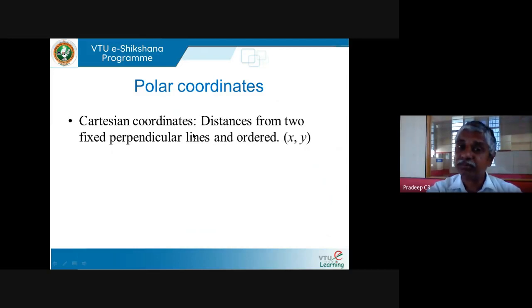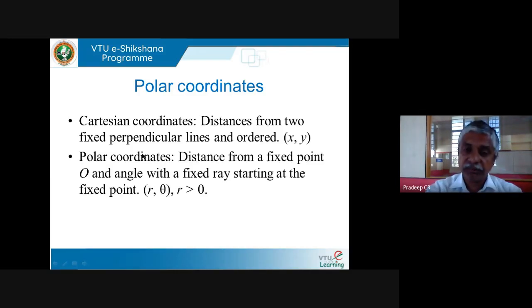Now I want to do a similar thing with a different frame of reference. What do I mean by a different frame of reference? That's what I'm going to explain to you. Fix a point in the plane and an angle with a fixed ray, and then you fix a ray. I'll show you.